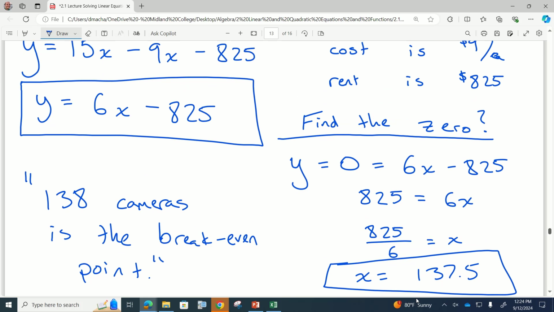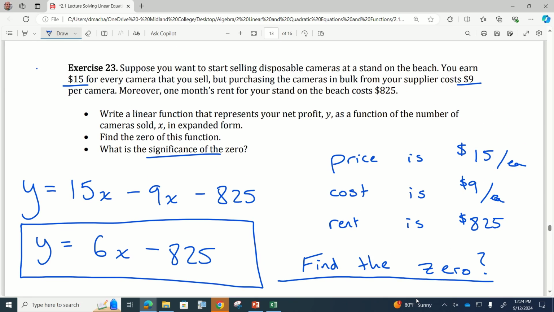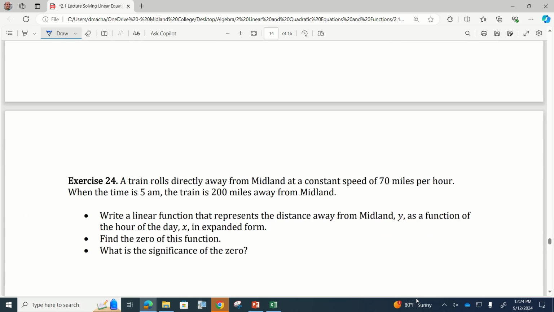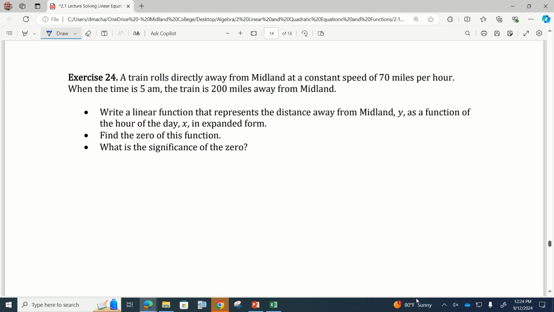All right, questions about how we do this problem? So there might be a question like that on your test. There's a question like that, exercise 23 on your homework. Number 24 on your homework looks a little bit something like this.